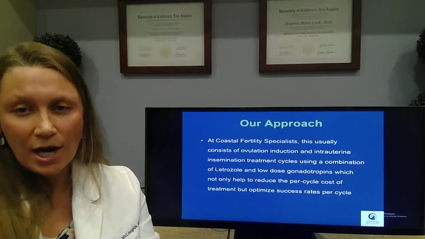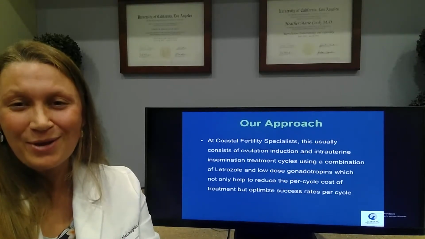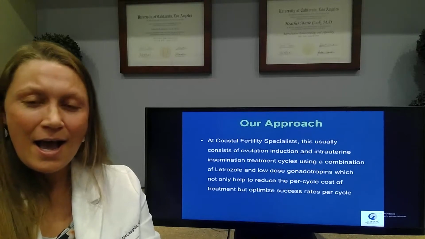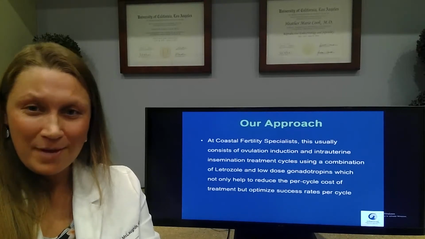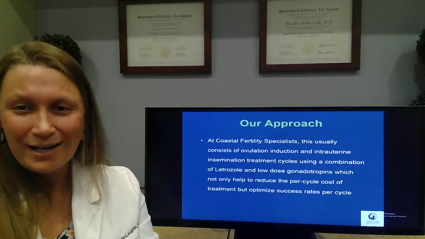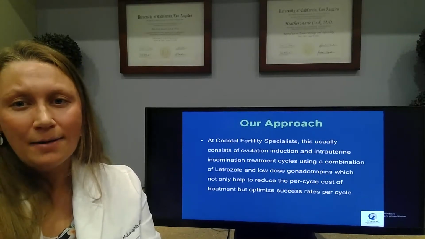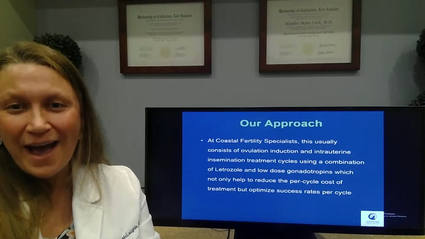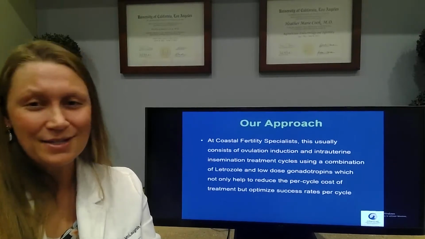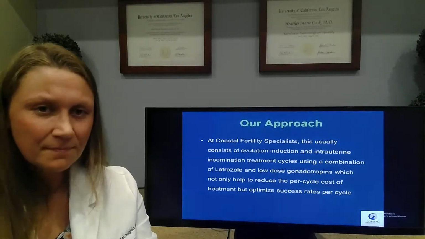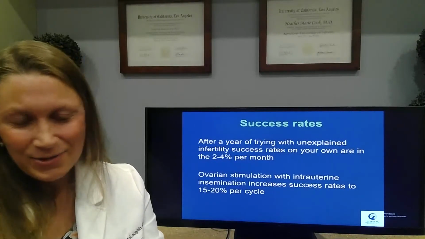So the injection medicines help to increase success rates with this. But they also can be costly and cause multiple pregnancies. So we use a low dose with a hybrid protocol, to really optimize all facets, from success rates to cost-effective care. So what are the success rates?